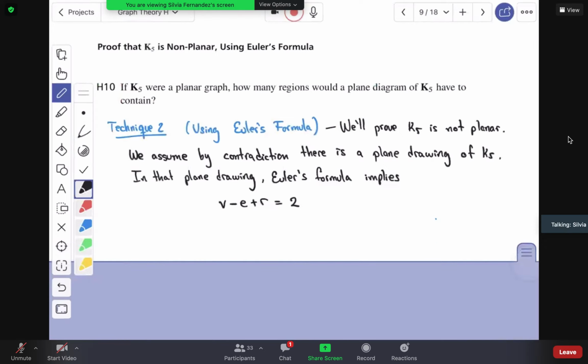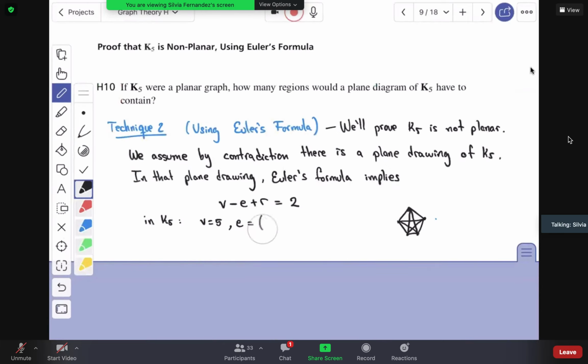Okay, so let's see what we know. What's the number of vertices in K5? 5 vertices, all of them of degree 4, right? How many edges? 20. I'll draw a K5 right here. 1, 2, 3, 4, 5. This is not a plane drawing, but 1, 2, 3, 4, 5. We have 10 edges. 10, sorry.